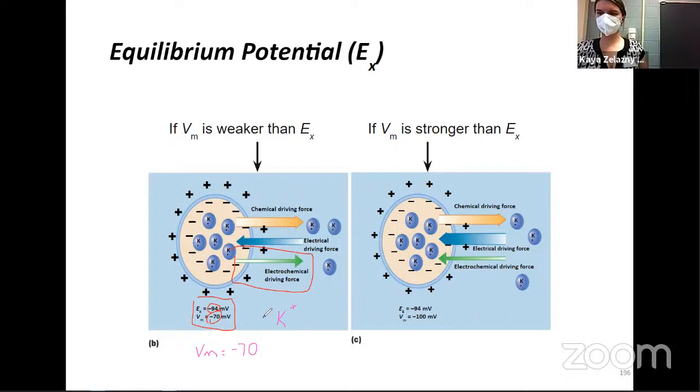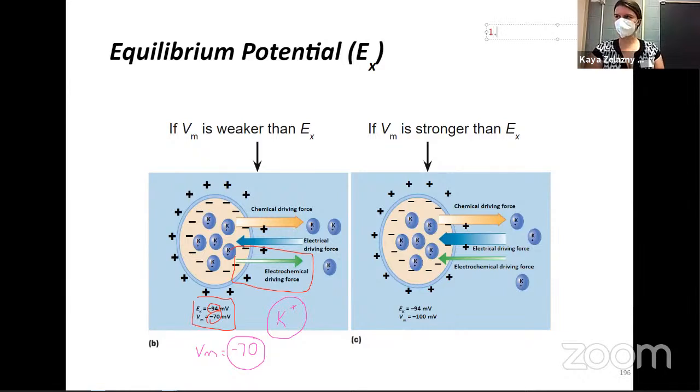Yeah, so all we need in order to figure out an electrical driving force is to know what ion we're talking about and its charge, and what the charge inside the cell is, right? Because the electrical driving force is all about attracting or repelling, right? So if we're thinking steps of figuring the stuff out, right?